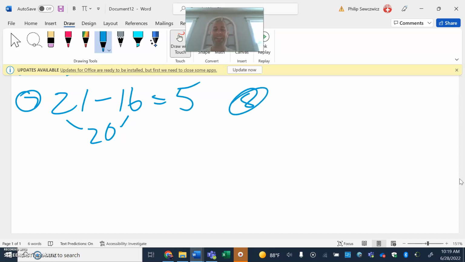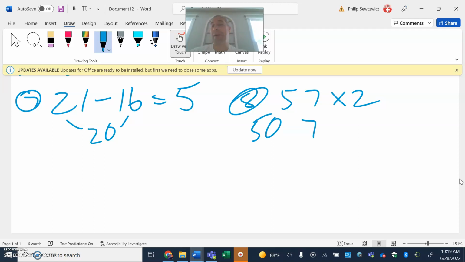Question number 8. How about 57 times 2. All right. Times 2, so we're doubling it there. Okay, 57. So it's 50, and it's a 7. So if I double 50, I'm at 100. If I double 7, I'm at 14. Combine them together, 114 that we're looking at.